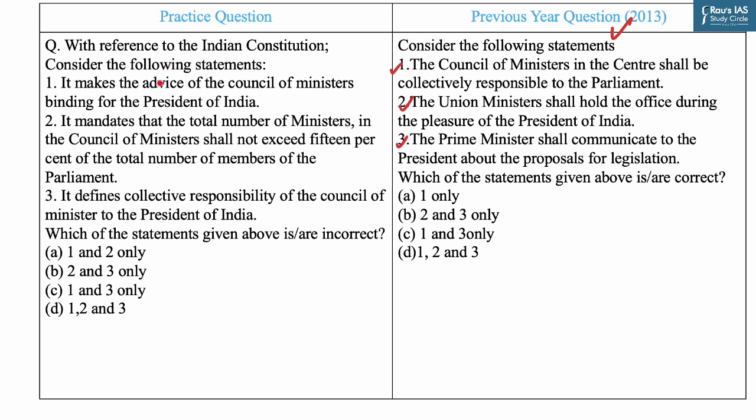Question says, with reference to the Indian Constitution, consider the following statements. You have to identify the incorrect statements. Statement 1 says, the Constitution makes the advice of the Council of Ministers binding for the President of India. Here we are talking about the Central Council of Ministers. Now this statement is correct.